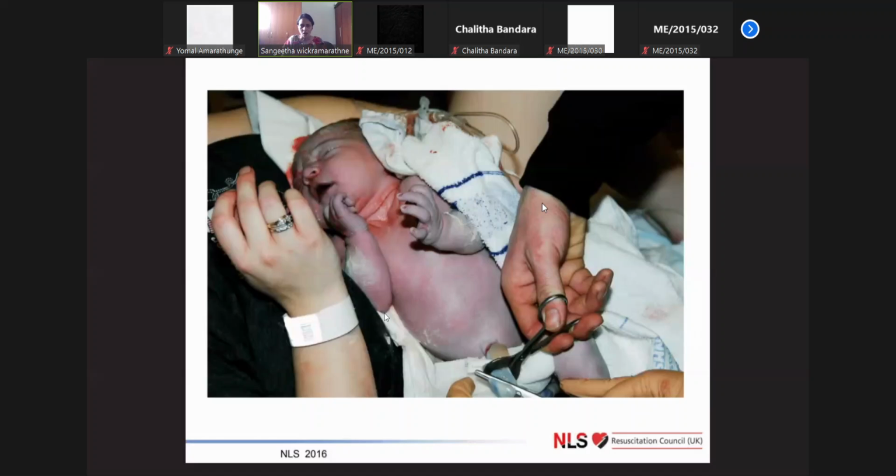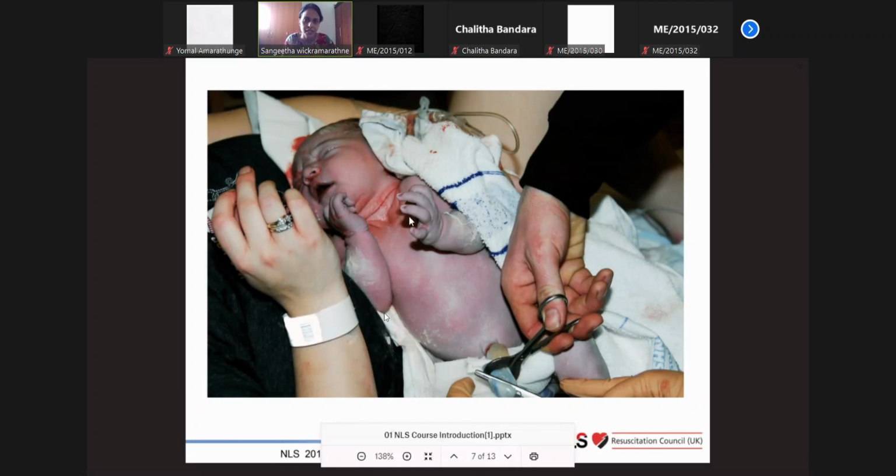But you have to have hands-on skills on resuscitation of a newborn. That we will be doing during the next session, but today we will discuss the basic algorithm that we have to follow during a resuscitation of a newborn.